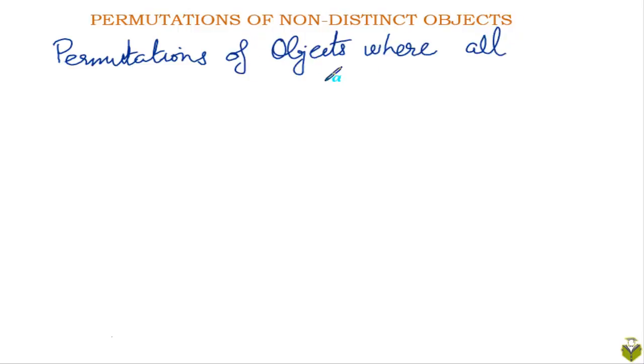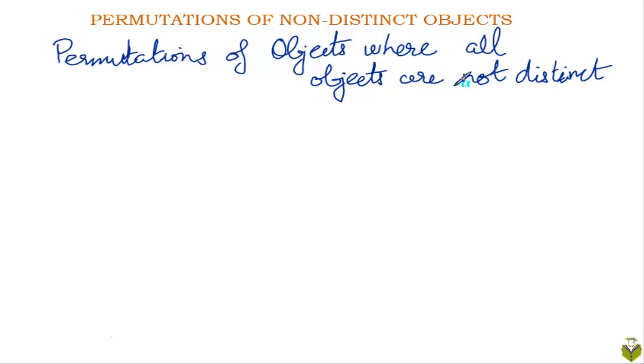So in this lecture, we'll cover a new subtopic, which is the permutations of non-distinct objects, or we can also call it permutations of objects where all objects are not distinct. It's the same. Maybe the second definition is more precise because it says all objects are not distinct, some can be distinct. So let us consider a small example.